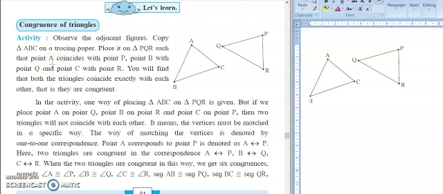Place triangle ABC on triangle PQR such that point A coincides with point P. Now you have triangle ABC on the tracing paper.